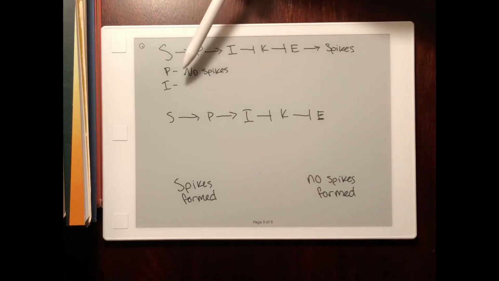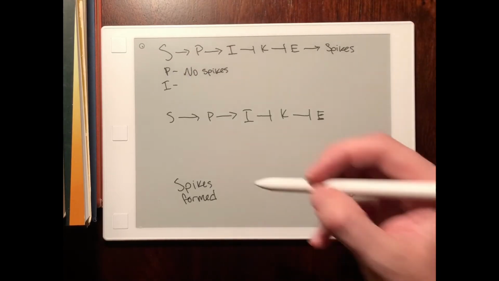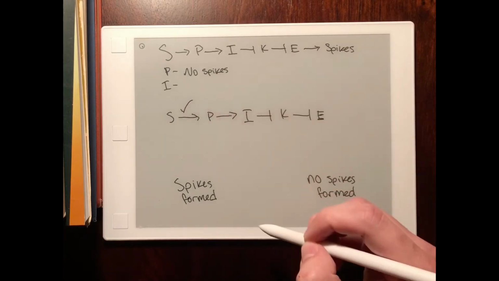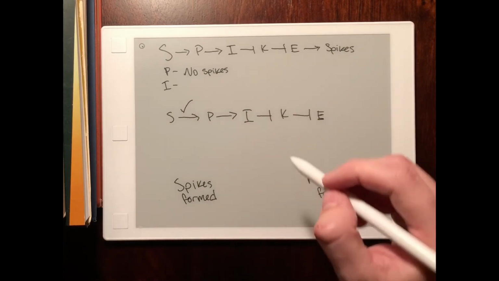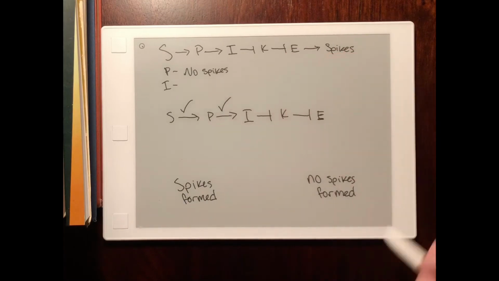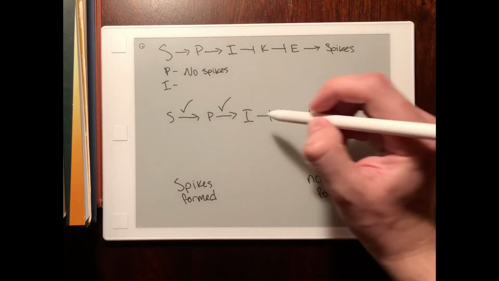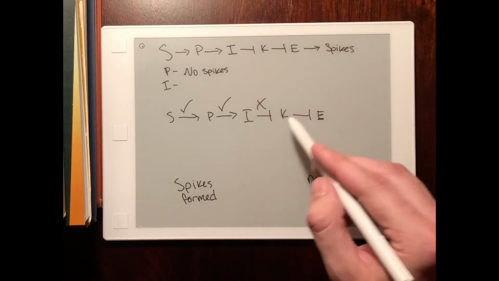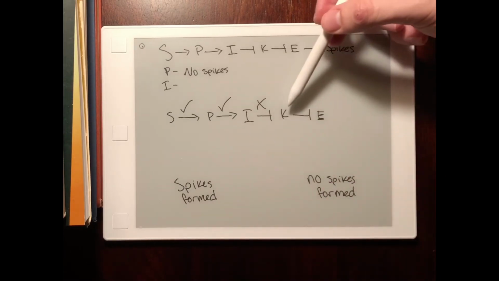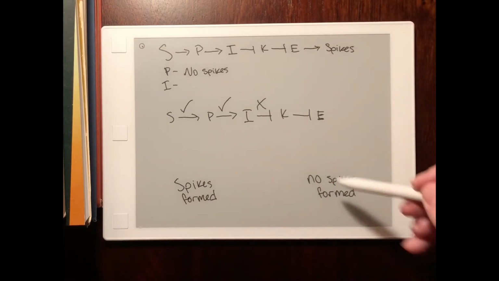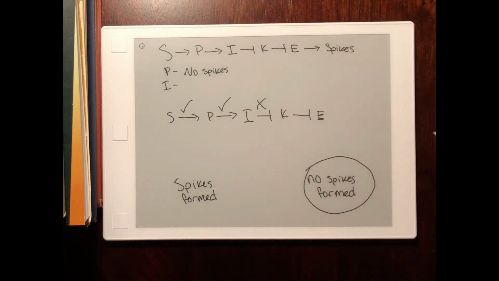The second mutation we'll be looking at is a mutation in gene I only. So in this case, S would be able to activate P. P would be able to activate I. But since I is mutant in this case, it would not be able to repress K. And so K would be free to repress E, which means that, again, no spikes would be formed.